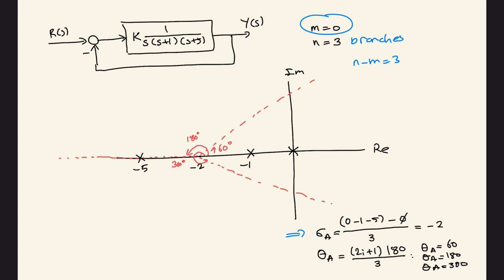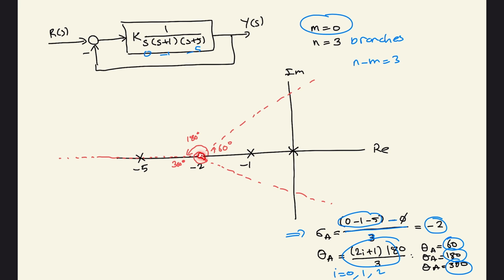Using this formula, you have poles originated at 0, minus 1 and minus 5, minus you have no zeros, divided by n minus m, 3. These asymptotes are originated at minus 2. Now angles. You are looking for only 3 different angles because n minus m is 3. You are looking for n minus m different values. So if you select i equals 0, 1 and 2, you are going to get from this expression 60 degrees, 180 degrees and 300 degrees.